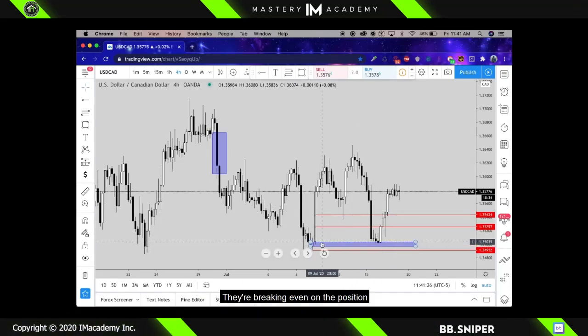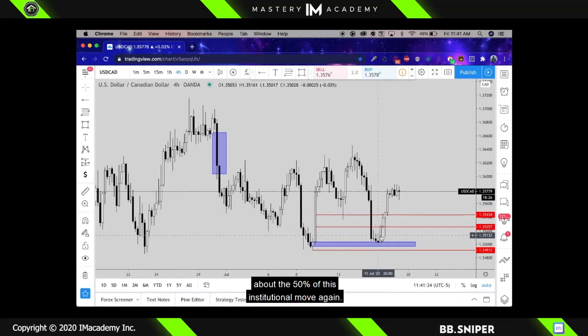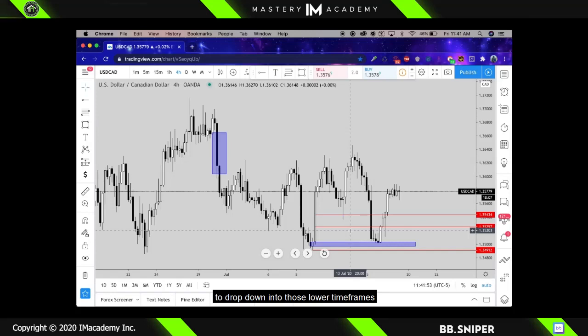They're breaking even on the position that they once took in the past. Notice again how when we run away, we trade back down into what would be about the 50% of this institutional move again. If you were looking to execute there, 50%, stop below the low, you would drop down into your lower time frames to find the precision just as we went over. This is occurring in the markets over and over and over, guys. You have to be able to drop down into those lower time frames to be able to properly identify it.